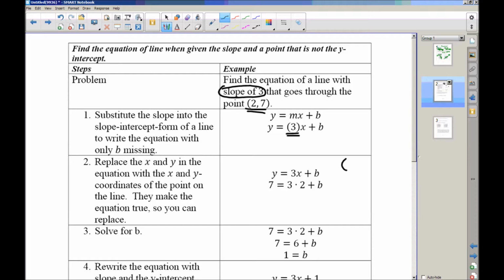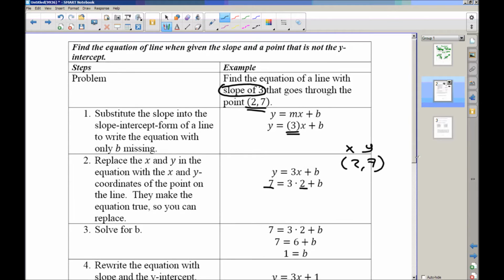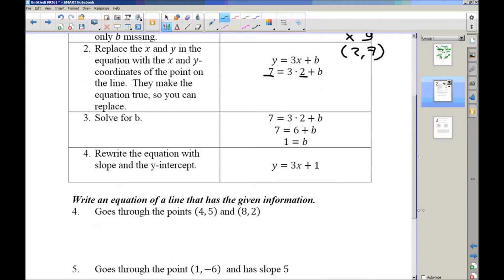They make the equation true, so you can replace them. So our one point we knew was 2, 7. That was an xy ordered pair that makes this equation true. So I replaced y with 7, and I replaced x with 2. Okay, now I have an equation that has only b in it. It's the only variable. So let's solve for that b. All right, so 3 times 2 makes 6. And then we subtract 6 from both sides, and we find out that b is 1. So now I know my y-intercept is 1.